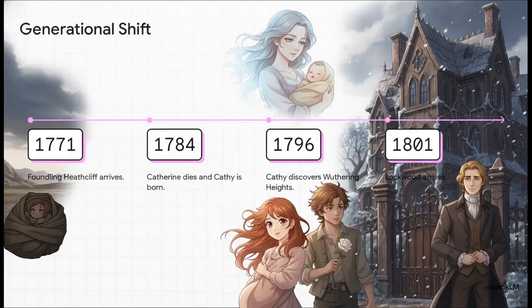If we map out this generational shift, it makes a lot of sense. We start back in 1771 with the foundling Heathcliff's arrival. Then we hit the massive pivot point in 1784. Catherine dies the exact same night her daughter, young Cathy, is born. 12 years later, in 1796, young Cathy discovers Wuthering Heights and begins interacting with the degraded Hareton. And this catches us right up to 1801, which is when our narrator Lockwood first arrived on the moors.